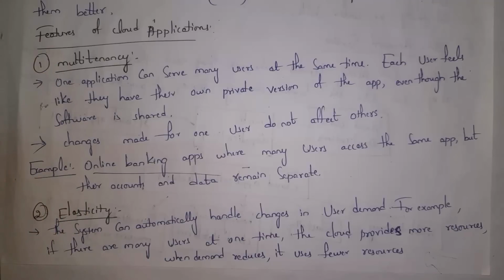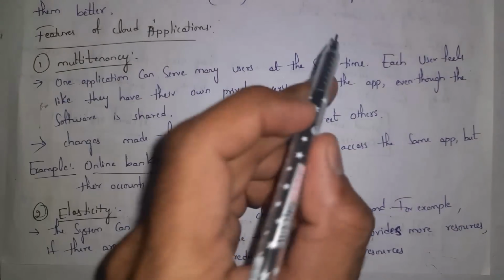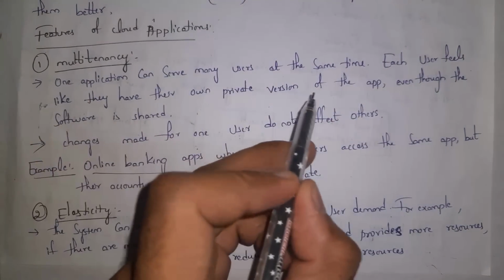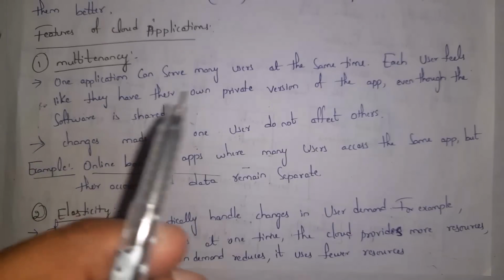And the first one is multi-tenancy. One application can serve many users at the same time. Each user feels like they have their own private version of the app, even though software is shared. Changes made for one user do not affect others.